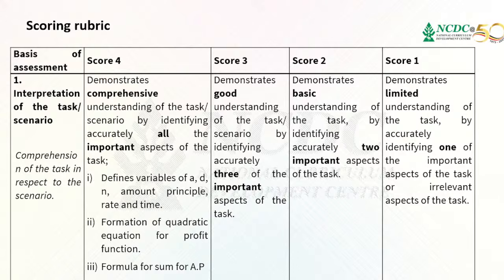And the important aspects are there: defines variables of A, series. A is the first term, D common difference, any number of terms. Then we have amount, you know what we mean by principal. Another variable to identify there is rate, and then time. So that Roman 1 is the first aspect.